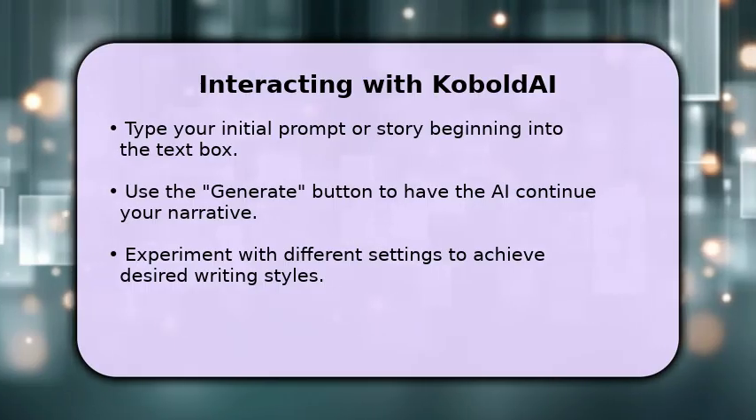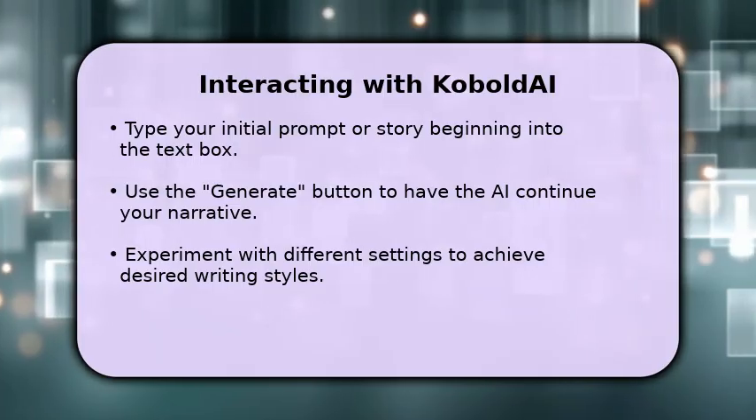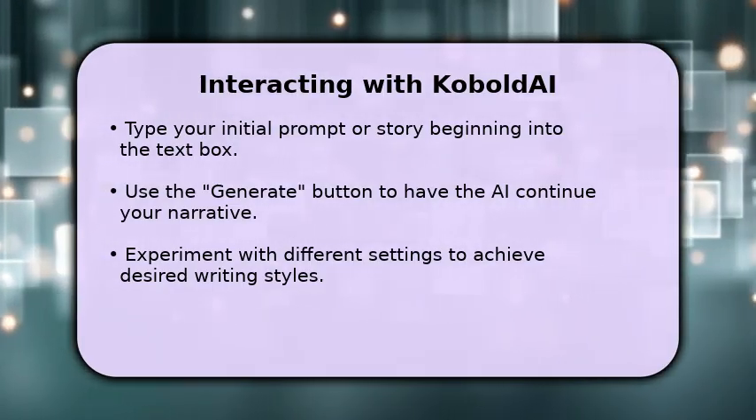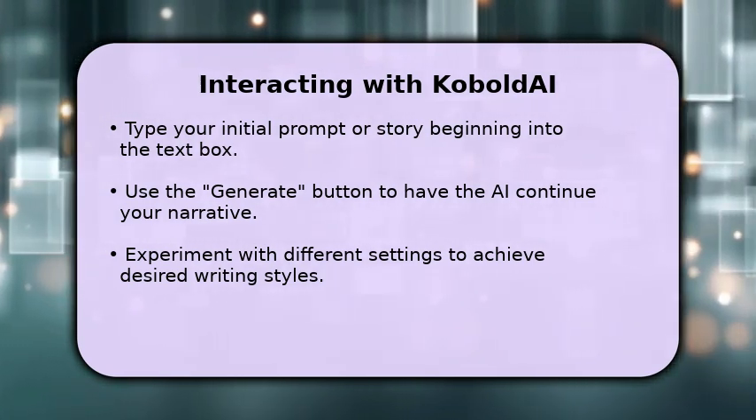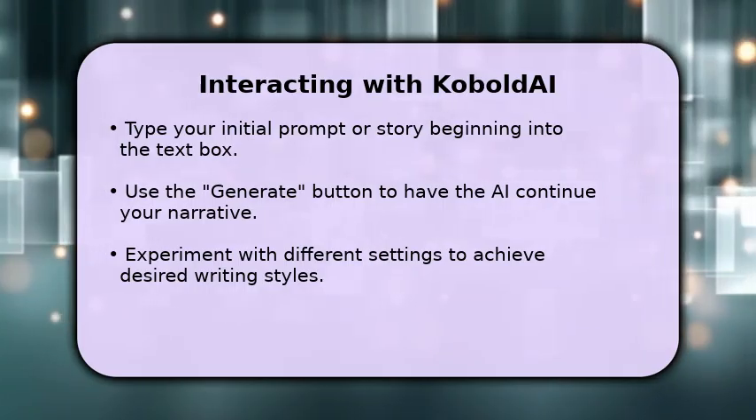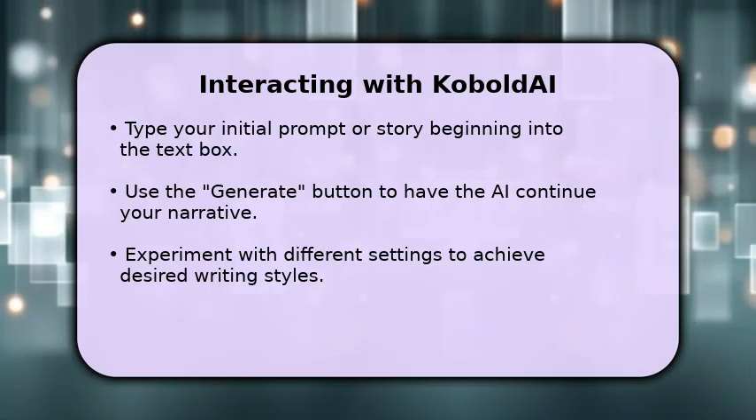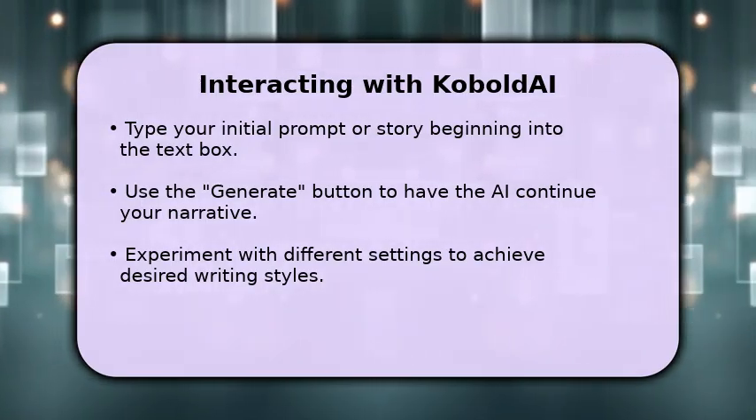Now you're ready to interact with KoboldAI. In the main text area, type your story's beginning or a prompt for the AI to expand upon. When you're ready for the AI to generate text, click the Generate button. Feel free to experiment with various settings, like the repetition penalty or top P sampling, to guide the AI's output and achieve your desired narrative style.